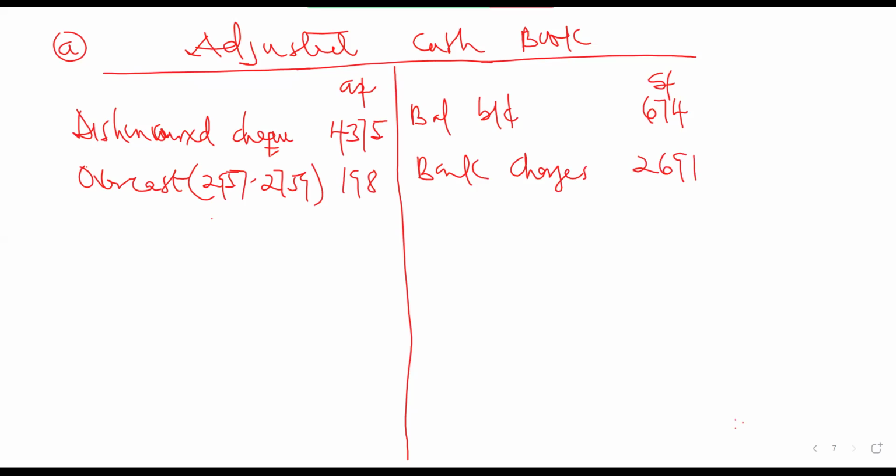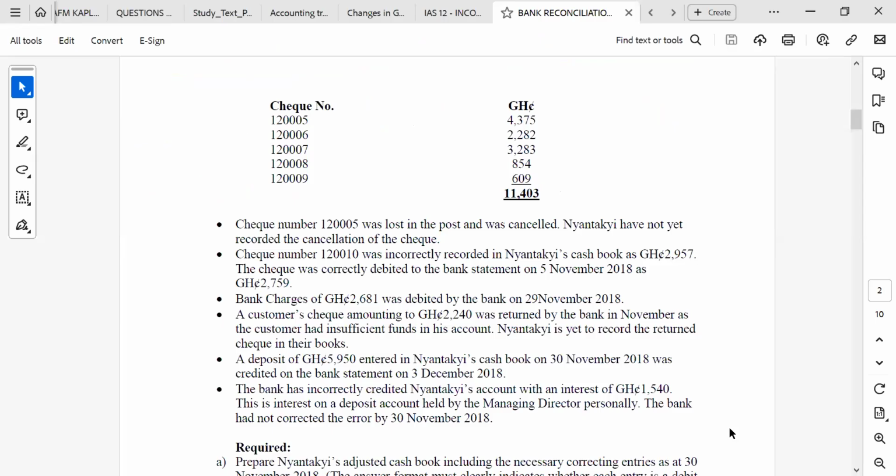Okay. Let's move on to the next one. The customer's check amounting to 2,240 cedis was returned by the bank in November, as the customer had insufficient funds in his account. Nyantechi is yet to record the returned check in their books. Okay, so what is the name given to this check? The standard check. Okay, so who received the check? Is the company, isn't it?